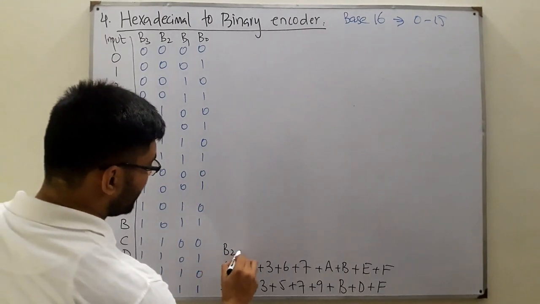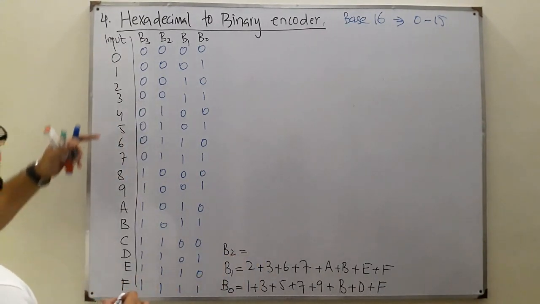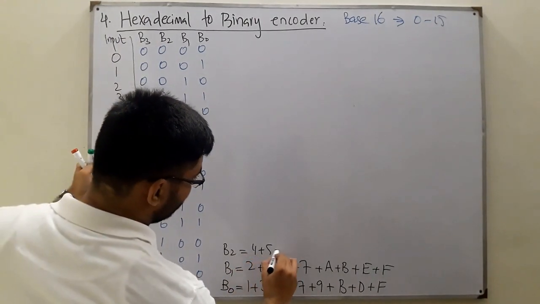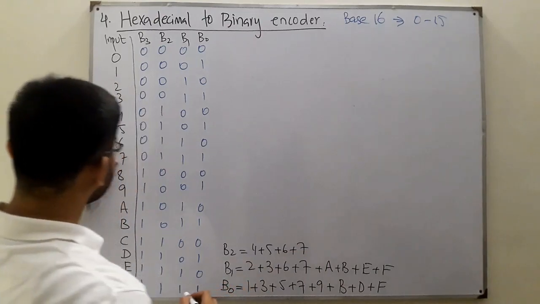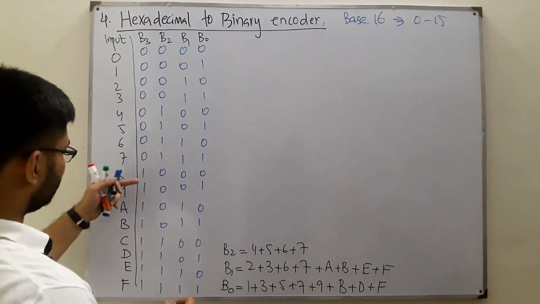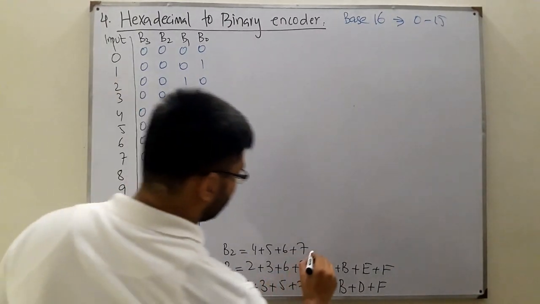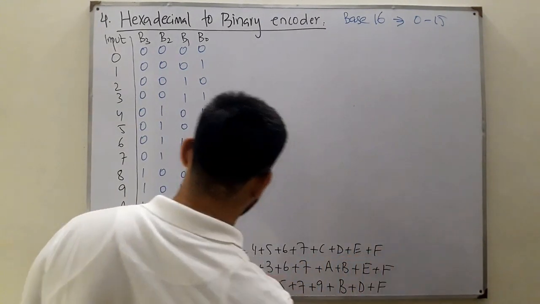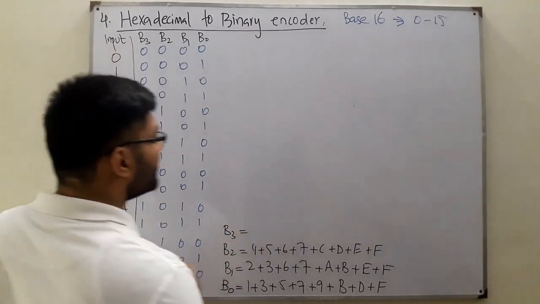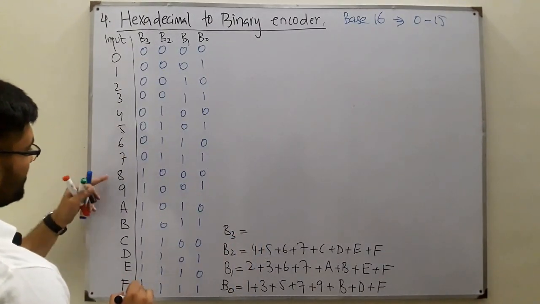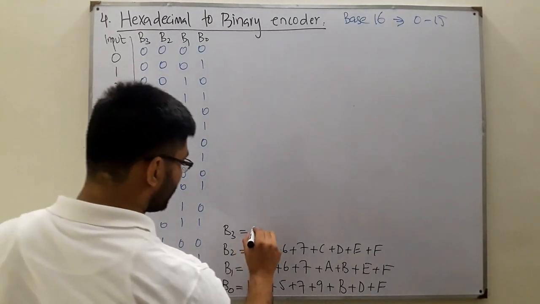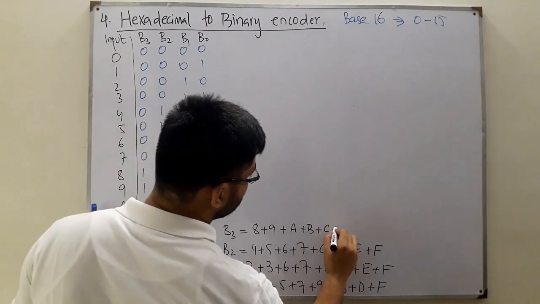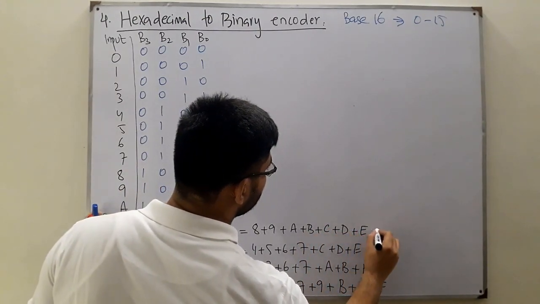For B2 you have 4, 5, 6, 7, and then you have C, D, E, and F. And finally, for B3, you have 8, 9, A, B, C, D, E, and F.